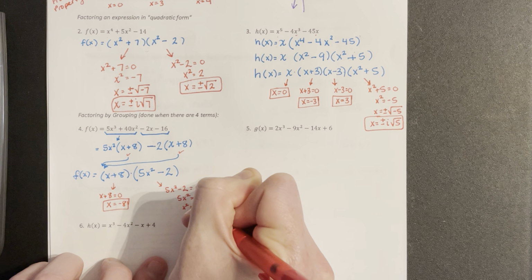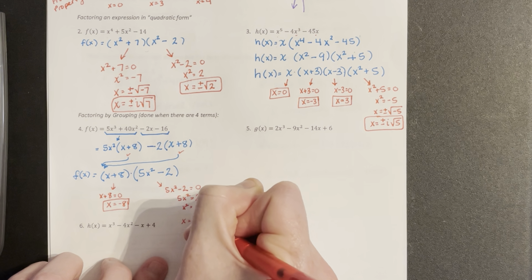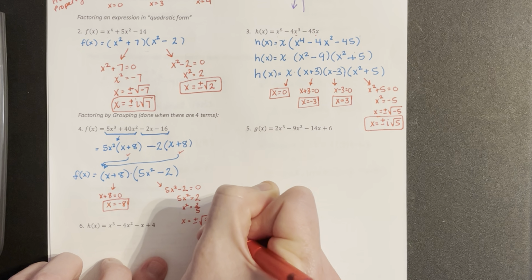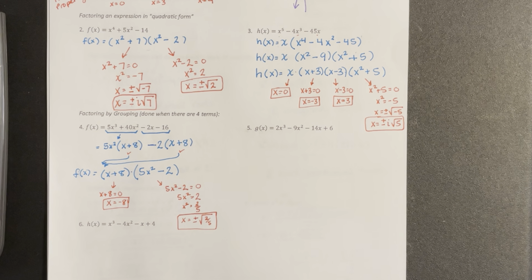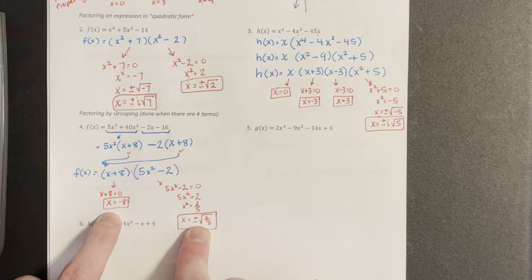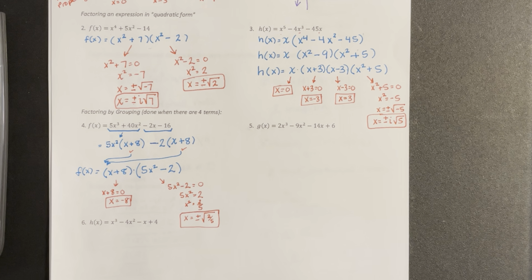I got to divide by 5, I get 2/5. And then when I square root, that's plus or minus the square root of 2/5. So that's not going to be pretty, but it is a value. It's not imaginary. And we get 1, 2, 3 roots. So we had something that was degree 3, and we did get 3 solutions.